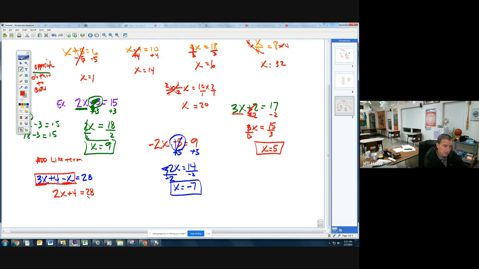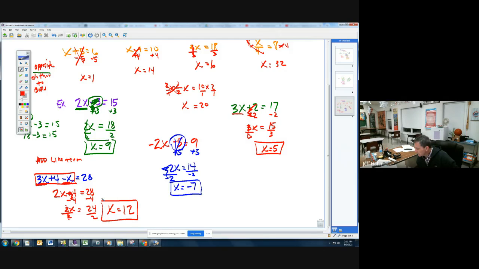Now, once I've combined those like terms, I can just subtract my 4. It's just like it was before. 28 minus 4 is 24. These go away. I'm left with 2x. I divide by 2, and x is going to equal 12.